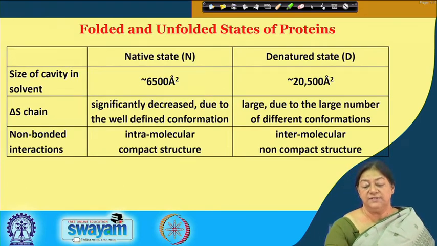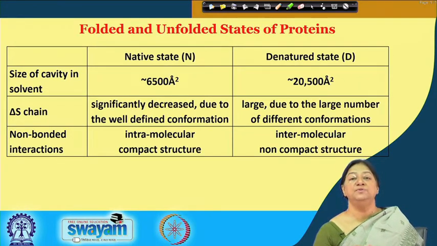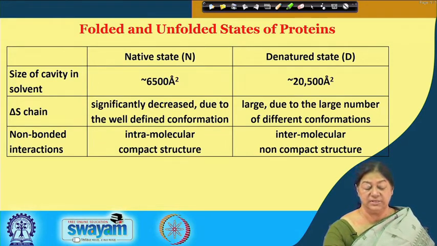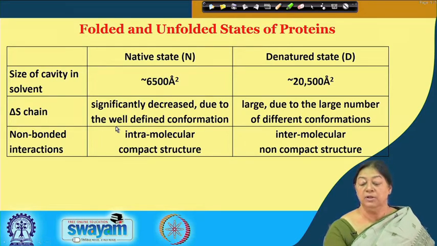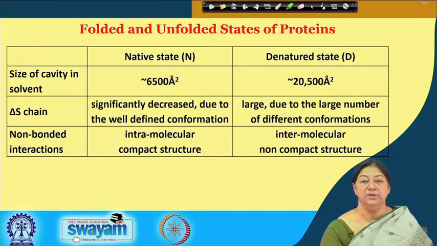If we look at the native state and the denatured state in this fashion, and we look at the size of the cavity in the solvent, which accounts for the amount of solvent molecules that we can entrap in the molecule, we realize that the native state is going to have a lesser amount of it compared to the denatured state. The delta S is going to be significantly decreased. Why? Because it has a well defined conformation. On the other hand, in the denatured state, it is going to be large because there are a large number of different conformations possible, rendering a disorder into the structure.